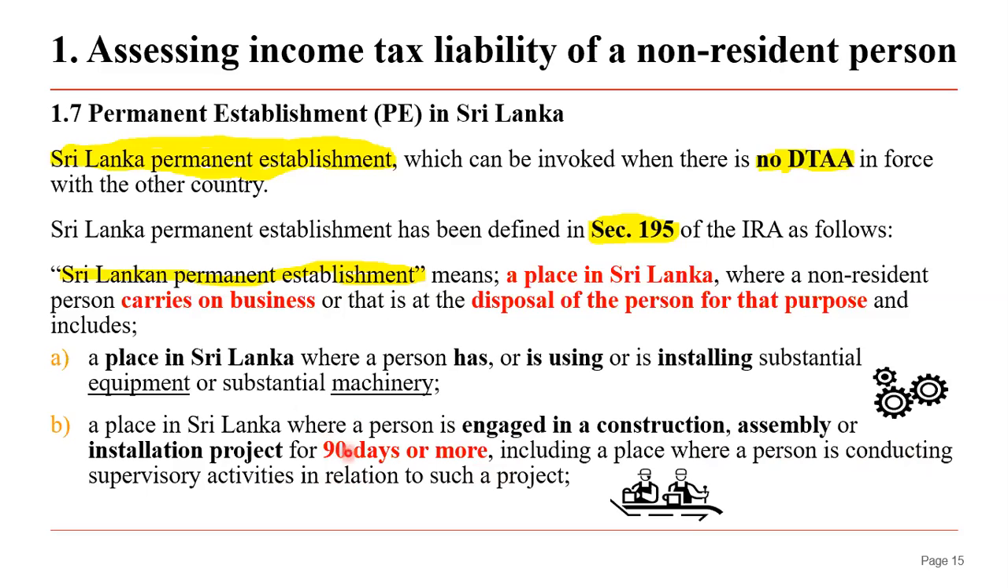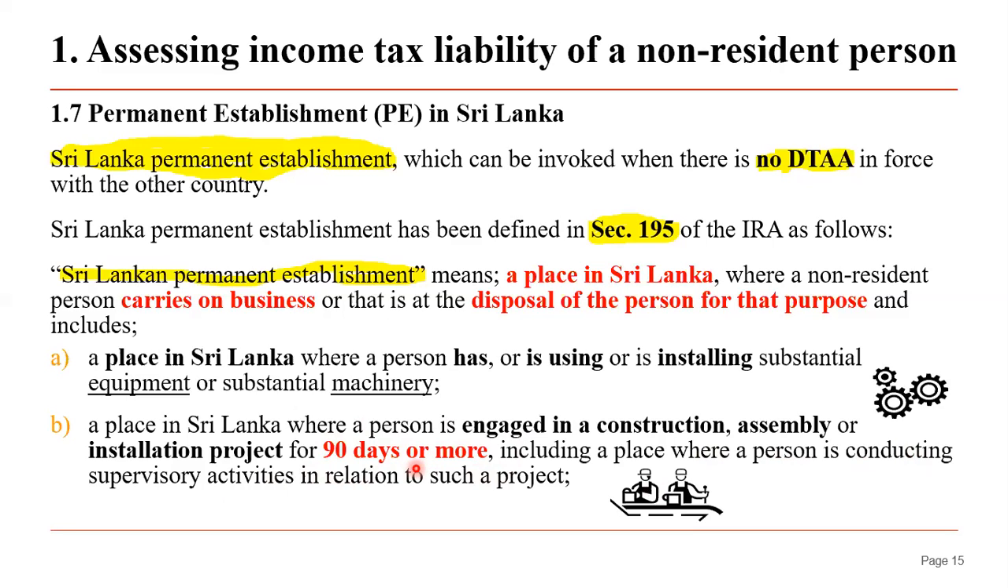Here 90 days or more is the keyword. Again, you need to remember the 90 days or more. If they are doing the construction activity, then we can conclude it as a PE. Then the examiner might ask how the construction PE is determined, whether there is a PE. Then only they are liable in Sri Lanka.